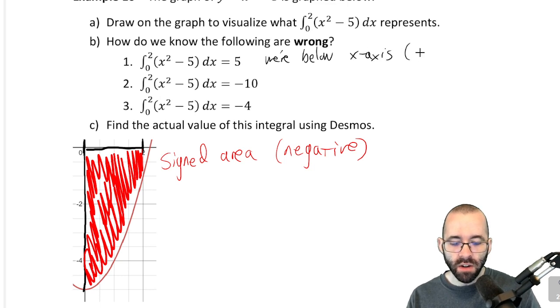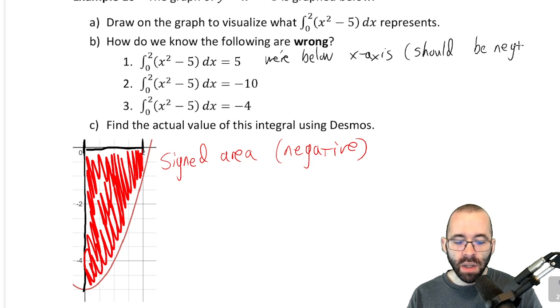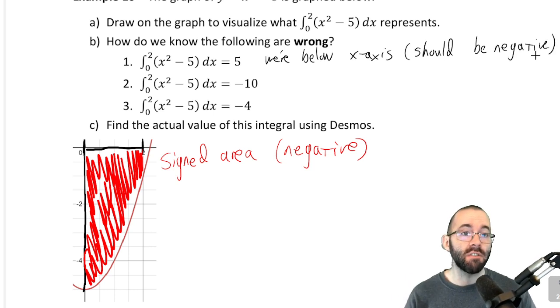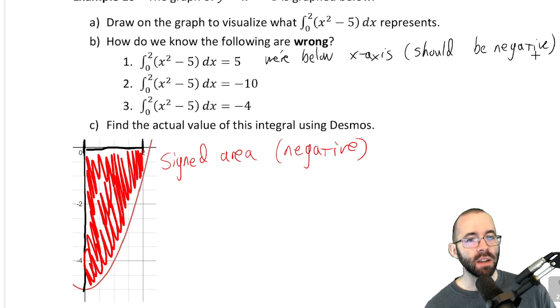So we know this integral should be negative. Just being aware of some of these things is going to make it a lot easier for you to use technology effectively, to have an idea of what you should be expecting. Now the second one looks more believable. It's this negative number. This negative number is too big.